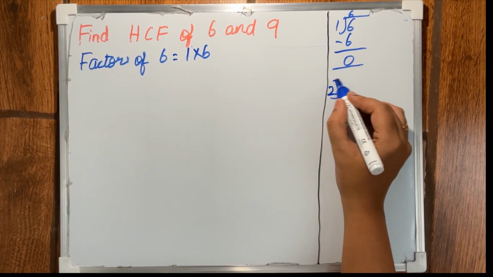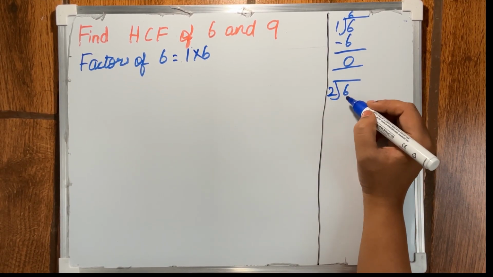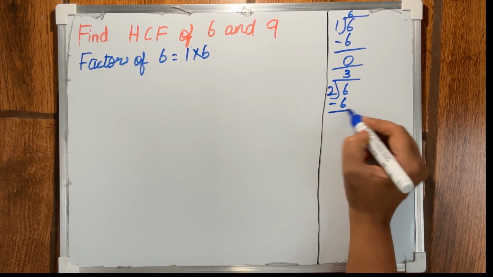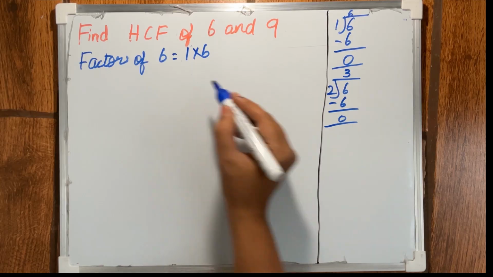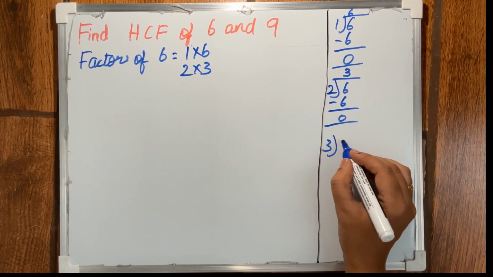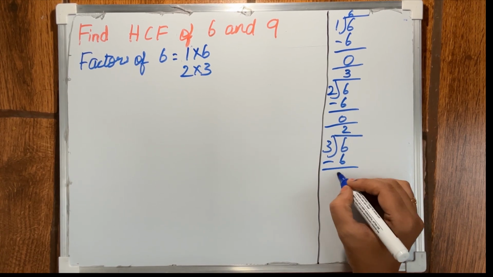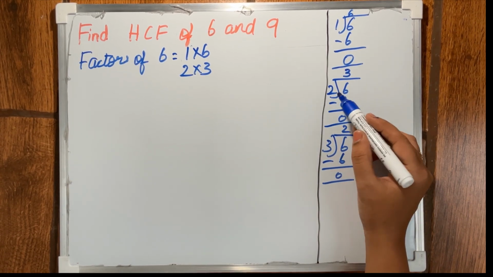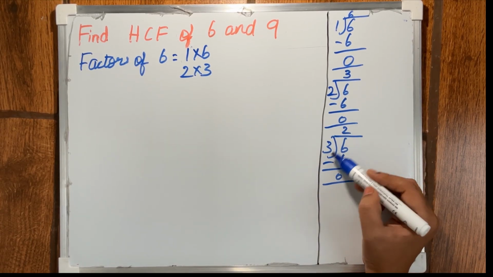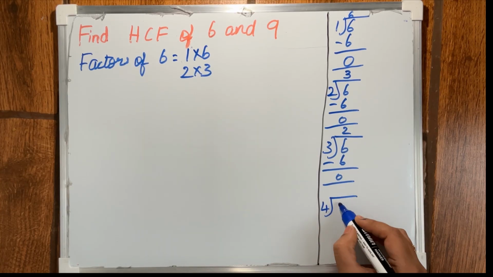Next, let's try the next number, 2. Can 6 be divided by 2 exactly? 2 3s are 6, remainder 0. So here 2 3s are 6. Next, let's try 3. 3 2s are 6. 3 2s and 2 3s mean the same, it is just a reciprocal, so there is no need to write it, we have already written it.